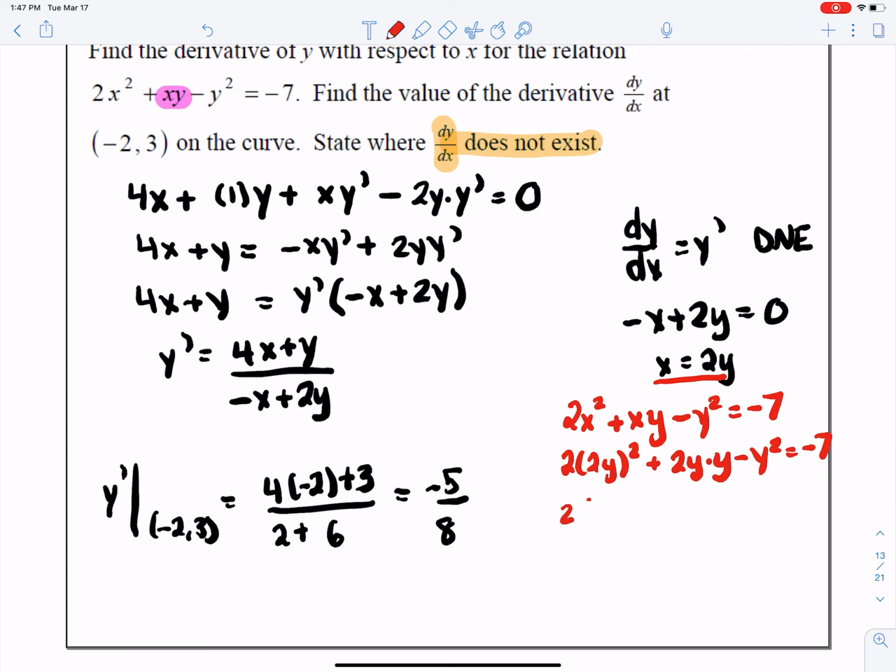Let's work this out carefully. 2 times 4y squared plus 2y squared minus y squared equals -7. 8 plus 2 is 10. 10 minus 1 is 9. y squared equals -7. Now you're going to notice that y squared can never equal a negative value, so there are no points where the derivative does not exist.